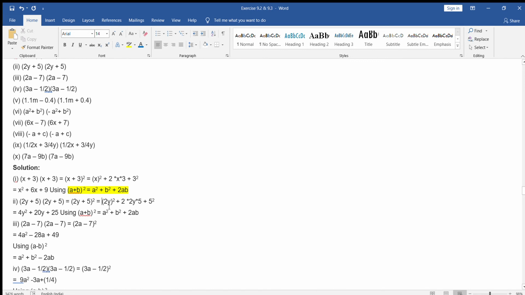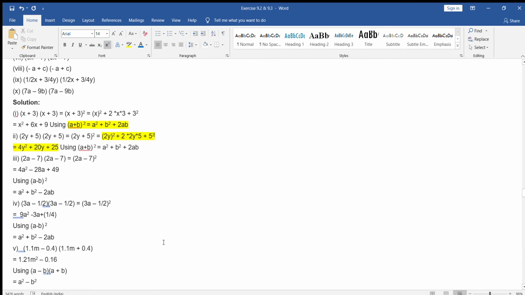So (2y) whole square results in 4y square. 2 into 2y into 5: 2 twos are 4, and 4 fives are 20, so 20y. And 5 square results in 25. You can write it directly if you know how, or you can write it in this way. If you write in this way, it is quite easy to find the answer. Anyway, you can solve it.